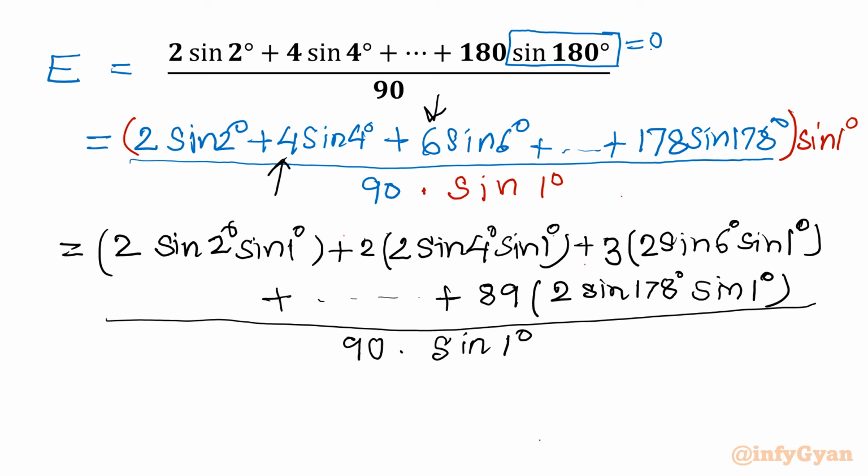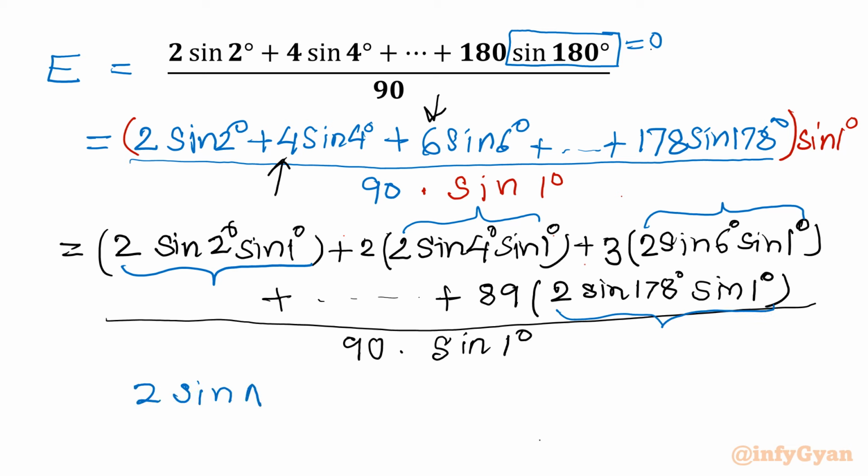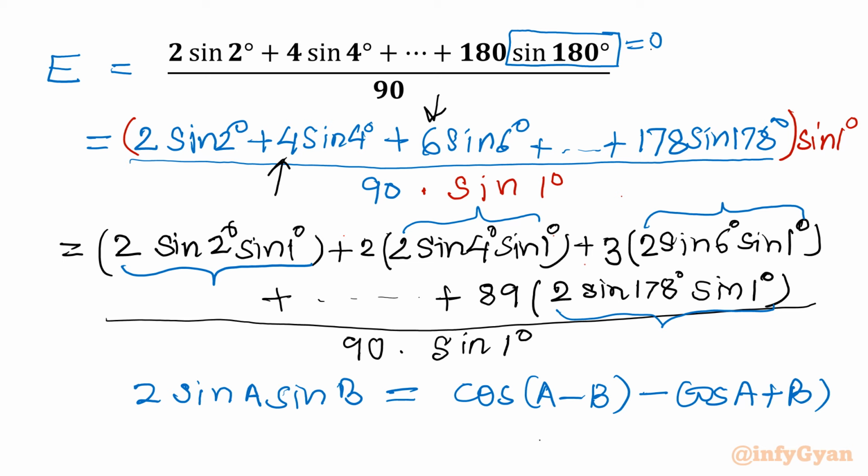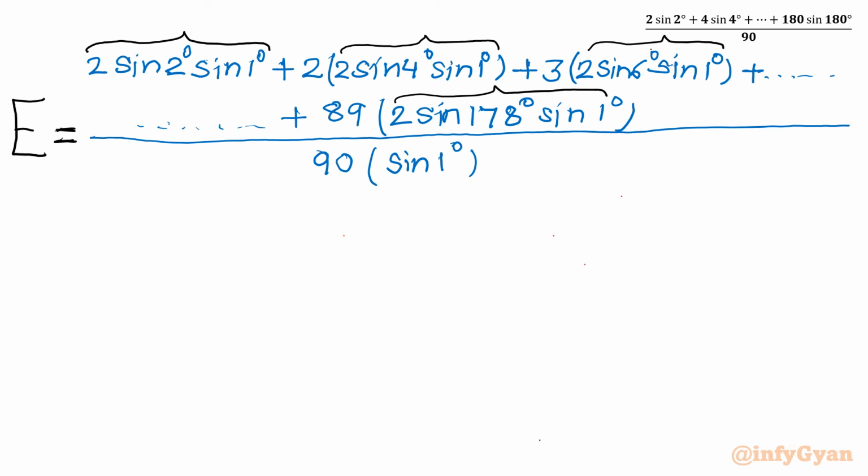Now I will use one trig identity. You can see in the bracket, 2 sin a sin b, 2 sin a sin b, and here also 2 sin a sin b. So 2 sin a sin b we can write equal to cos(a minus b) minus cos(a plus b). Let's apply here.